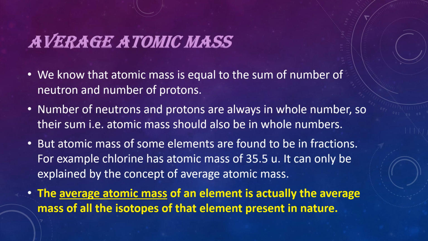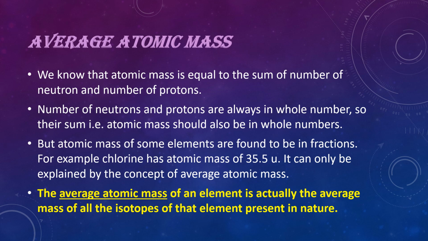Now the next is average atomic mass. We know that atomic mass is equal to the sum of the number of neutrons and the number of protons. The number of neutrons and protons are always whole numbers, so their sum, that is atomic mass, should always be a whole number. But we know that the atomic masses of some elements are fractions. For example, chlorine has the atomic mass 35.5 U. It can only be explained by the concept of average atomic mass.